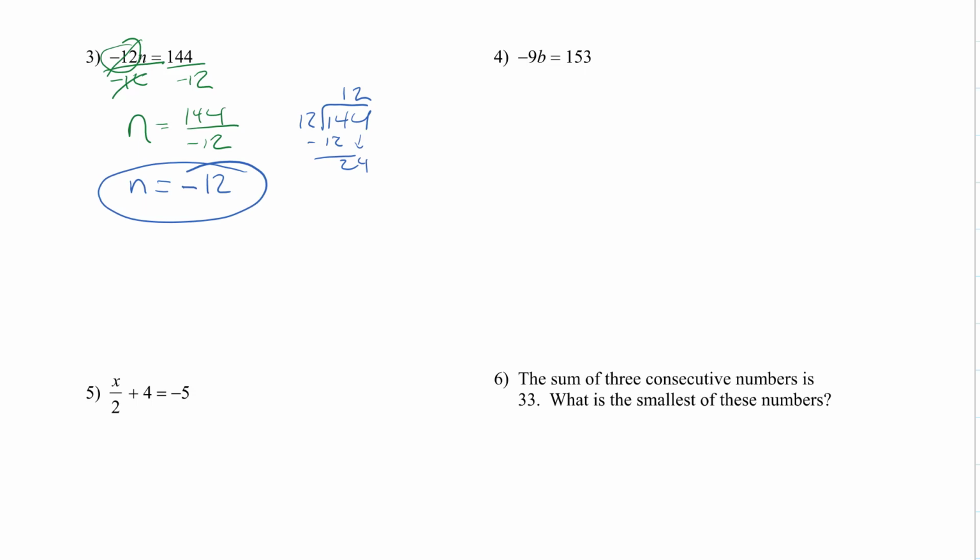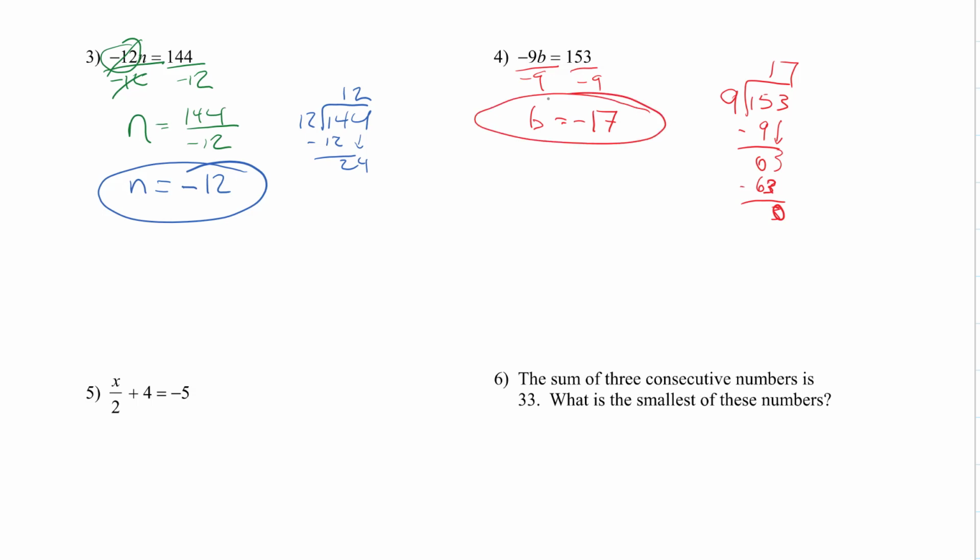Okay, here, oops, I've got a negative 9 times b, so I need to divide both sides by negative 9. Nine goes into 15 once. 1 times 9 gives me 9. I have 6 left over and 3. Then 9 goes into 63 7 times. And I get nothing left over. So I have 17. And what I need to do is, let's see, that's positive on the top, negative on the bottom, so the whole thing is going to be negative.